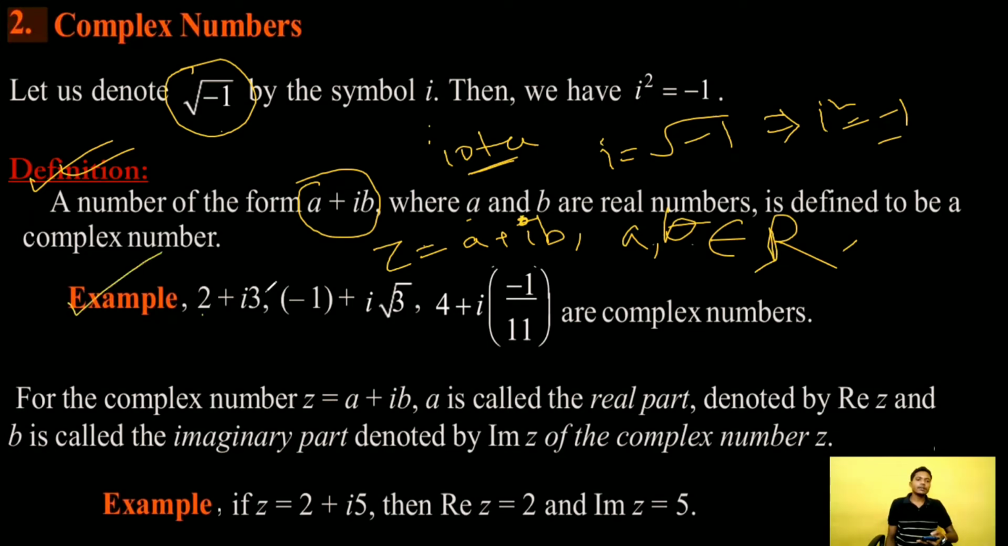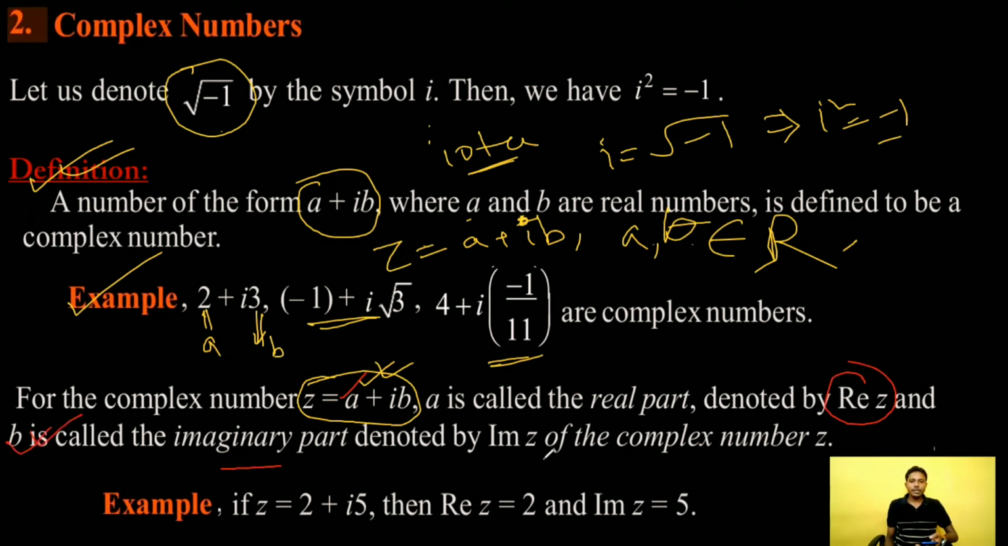This is an example. 2 plus 3i is a complex number. This 2 is equal to a and this 3 is equal to b. Similarly, this is a complex number, this is also a complex number. Now if z equal to a plus ib is a complex number, then this part a is called the real part, denoted by Re z, and b is called the imaginary part, denoted by Im z. This is an example. z equal to 2 plus 5i, then the real part is 2 and the imaginary part is 5.